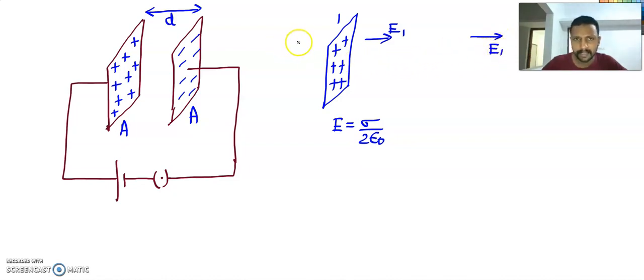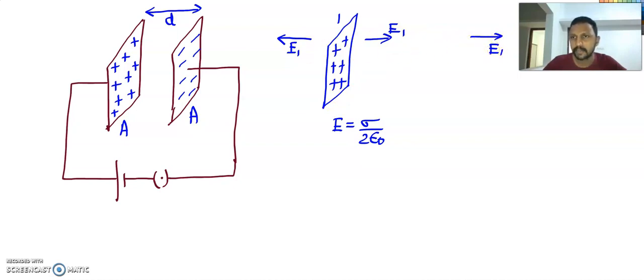Clear? Then what's the direction of electric field intensity due to this positive charge sheet over here? It should be like this. That is, it is E1, and if we are placing a unit positive charge over here, this unit positive charge will feel a repulsion. Therefore, the electric field intensity is like this. Therefore, due to this positive charge sheet, we will have electric field intensity like this.